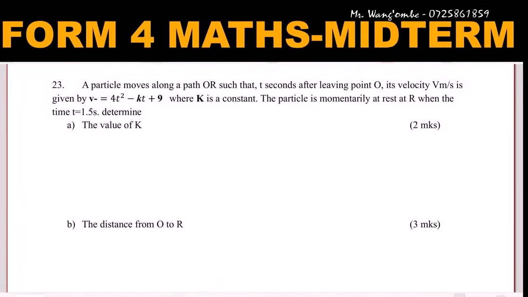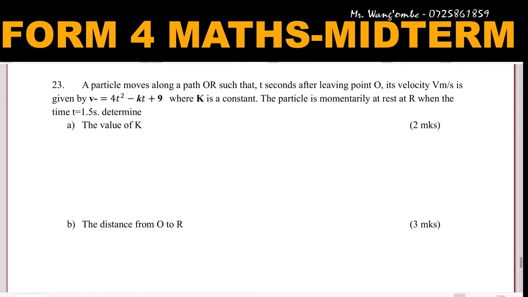Question 23. A particle moves along a path OR such that t seconds after leaving point O, its velocity v meters per second is given by v = 4t² − kt + 9, where k is a constant. The particle is momentarily at rest at R when the time t = 1.5 seconds. Determine A, the value of k. So you start with that one, 2 marks.